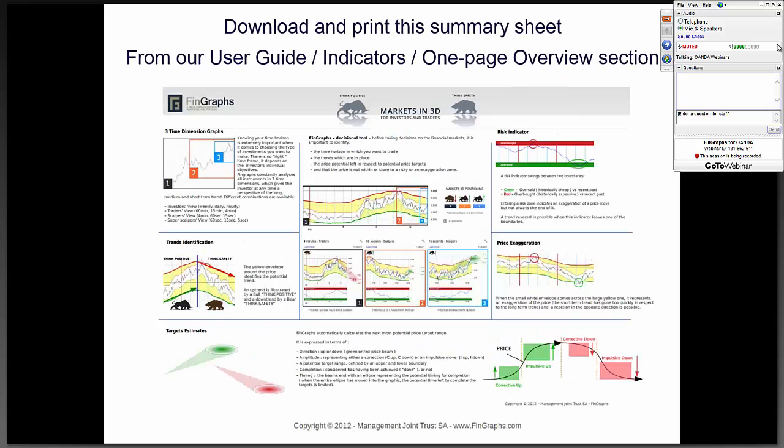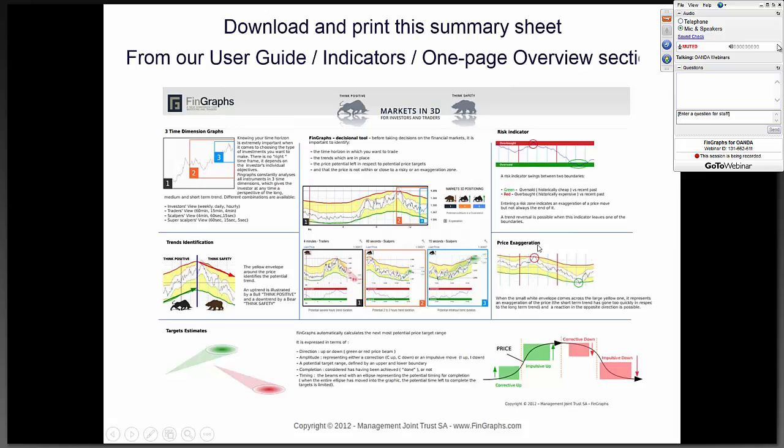Now, all the theoretical elements we just went through are available in our user guide. And you could also, in the indicators section, bring up a one-page overview, which you can print out and leave on your desk. It goes over all the methodological elements that we reviewed. So the three time dimension graphs, the trend identification, the target estimates, the risk indicator, and the price exaggerations.